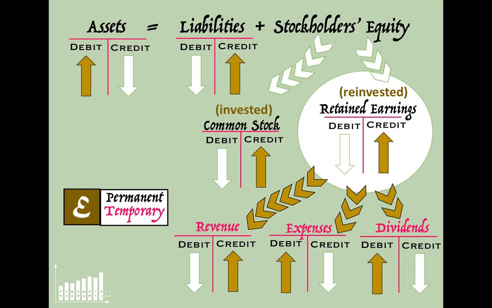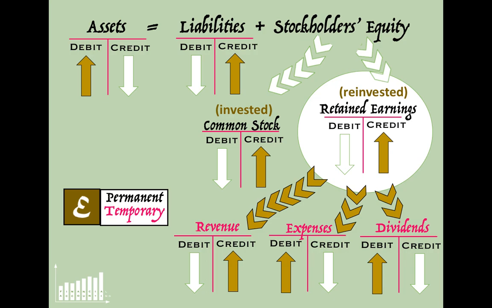So if you look at the equation, assets on the left side of the equal sign are increased on the left side of the account, and liabilities and equity on the right side of the equal sign are increased on the right side of the account, with two exceptions, right?